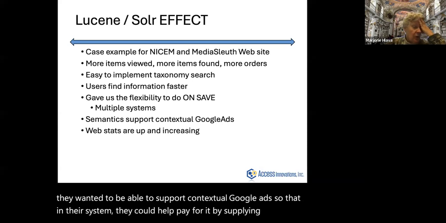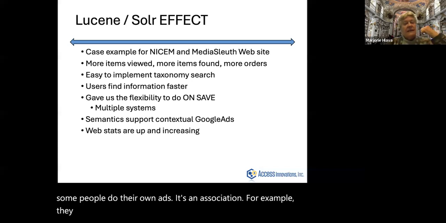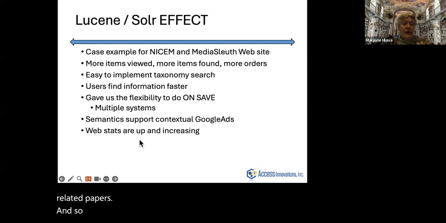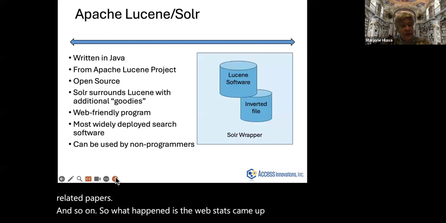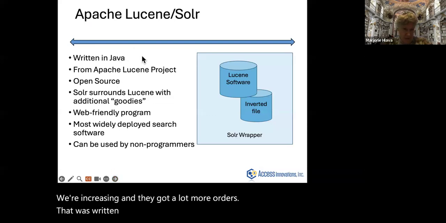And some people do their own ads. It's an association, for example, they might put their ads in there for upcoming events or for other related papers and so on. So what happened is the web stats came up and were increasing, and they got a lot more orders. That was launched in Apache Solr.